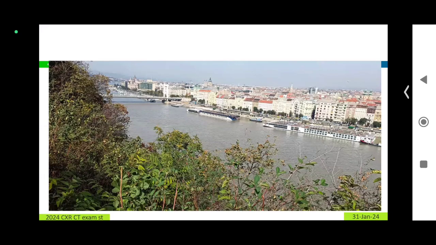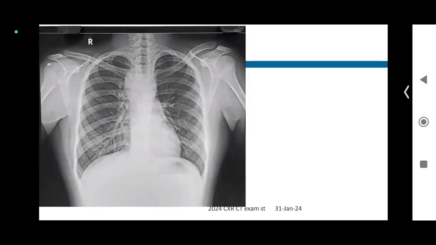Okay? Some breathing time. Now, we'll start once again. Any findings in this? Any takers for this?